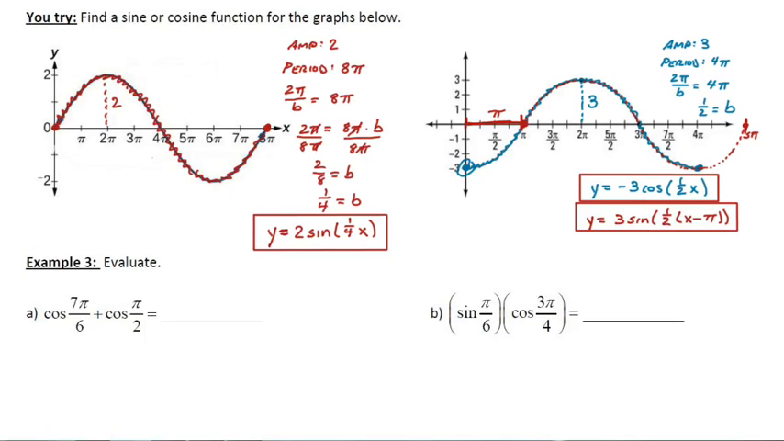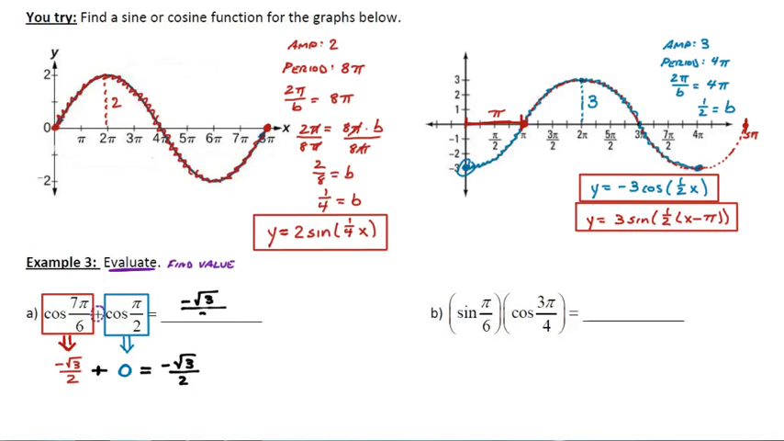And then example 3, when it says evaluate, really that just means find a value, a number, answer. So if I want to find a value for a, I'm going to have to add cosine of 7 pi over 6 to cosine of pi over 2. Now the good thing about cosine of 7 pi over 6 is that 7 pi over 6 is an angle we should recognize on the unit circle, which means we should know the coordinates of that angle, and cosine would be the x-coordinate of the angle 7 pi over 6. So cosine of 7 pi over 6 would be negative root 3 over 2. Cosine of pi over 2 would be 0, so if I add those values together, it'd be negative root 3 over 2 plus 0, which is negative root 3 over 2. That's the value of that expression.